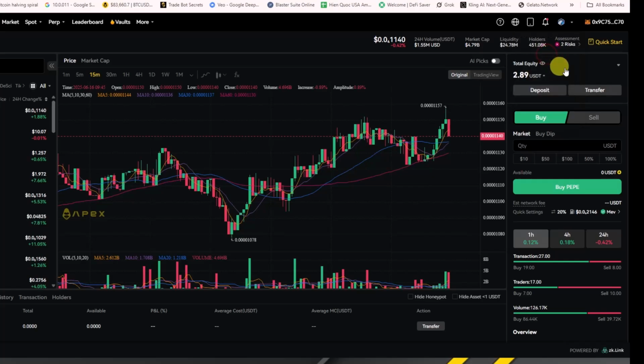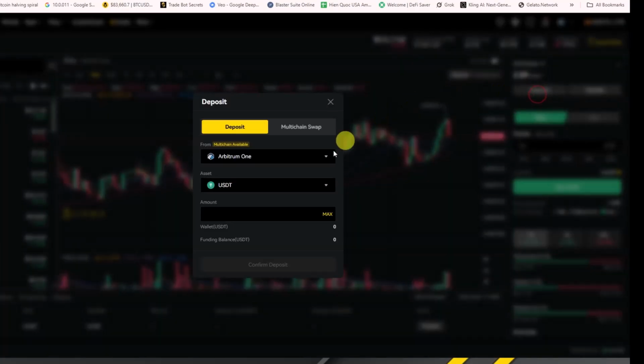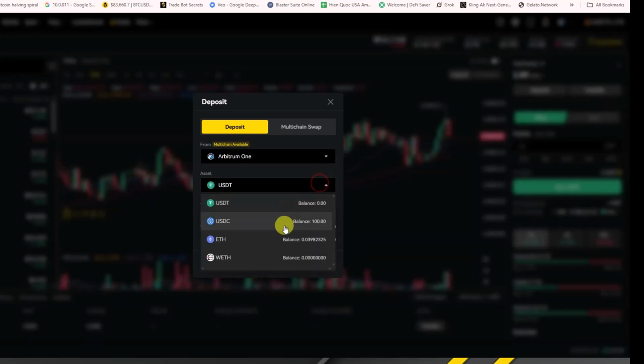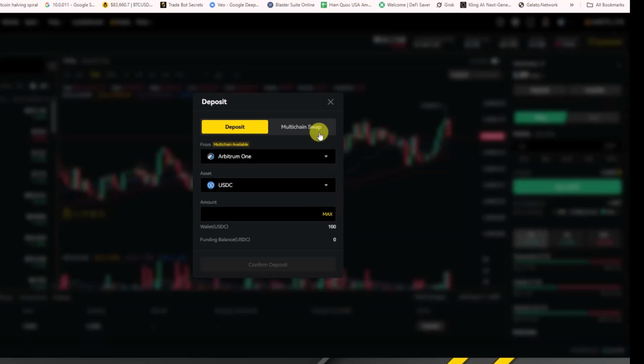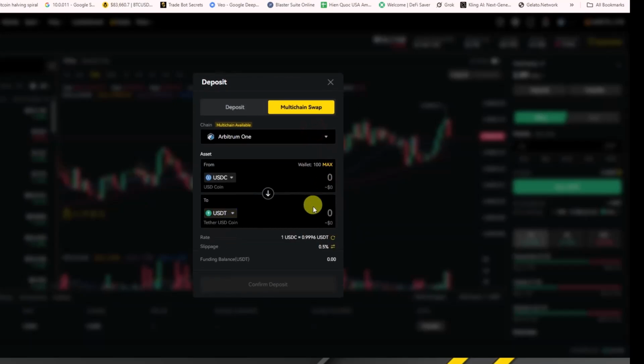I believe I'm on Arbitrum. Once you're on Arbitrum, I can then deposit what I have. I have USDC right now, 100 bucks in there, and I'm actually going to swap this over to USDT, so that way I can fast transfer what I have.